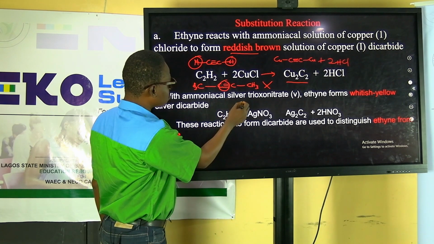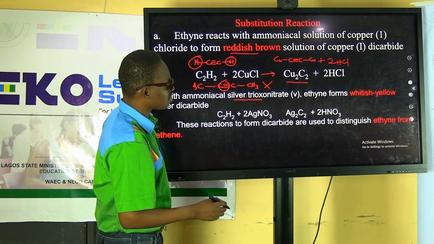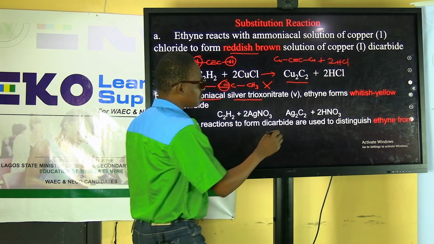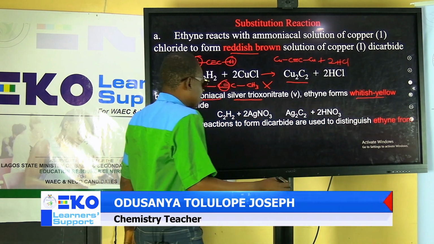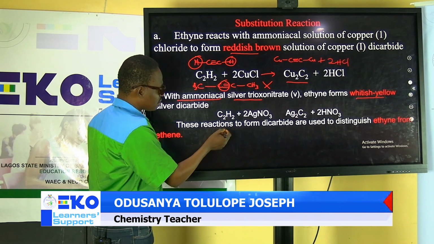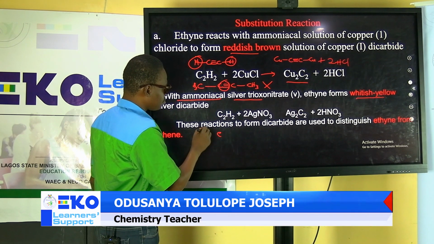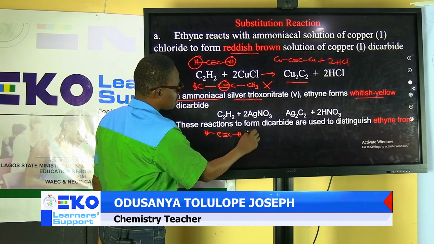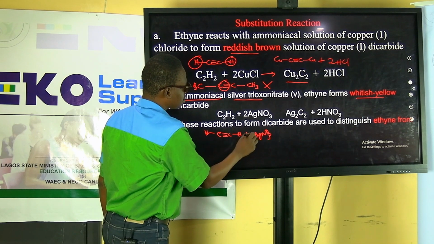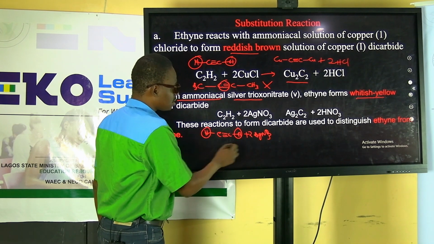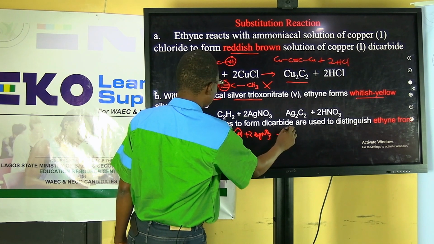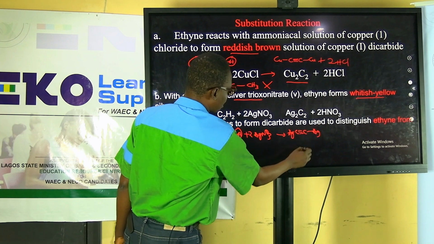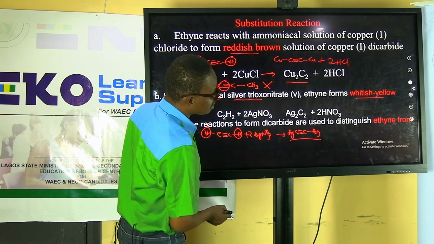Also, you can react it with ammoniacal silver nitrate. We call it ammoniacal silver nitrate to form a whitish yellow precipitate. It's what we call a metal substitution reaction. Also, the H at the triple bond, we react it with AgNO3. So this H will be replaced with silver to give C triple bond CAg. And the color here is what we call a whitish yellow.